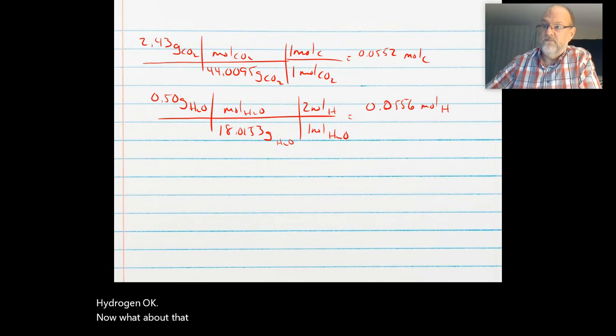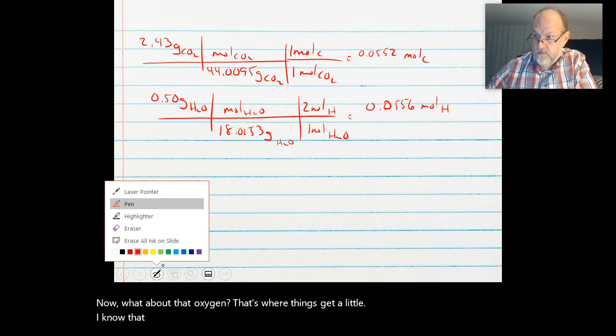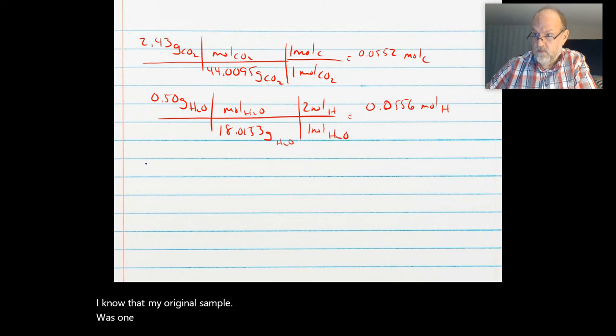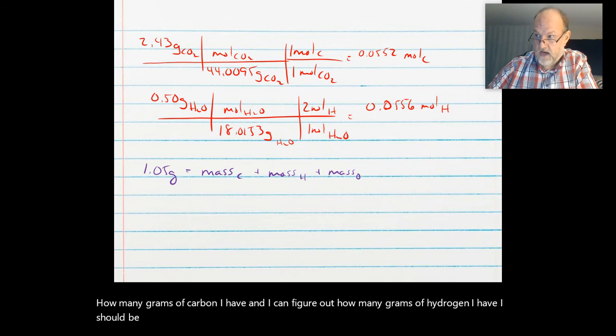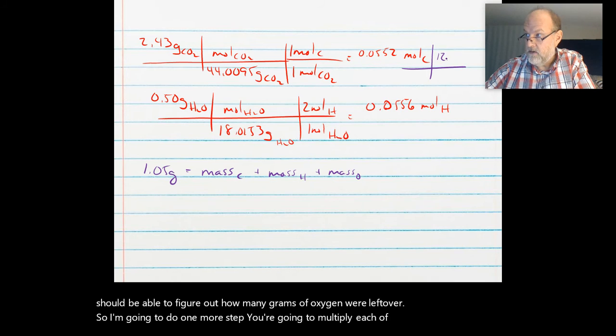That's where things get a little challenging. I know that my original sample was 1.05 grams. And that was from the carbon, the hydrogen, and the oxygen. So if I can figure out how many grams of carbon I have, and I can figure out how many grams of hydrogen I have, I should be able to figure out how many grams of oxygen were left over. So I'm going to do one more step here. I'm going to multiply each of these by their molar mass.